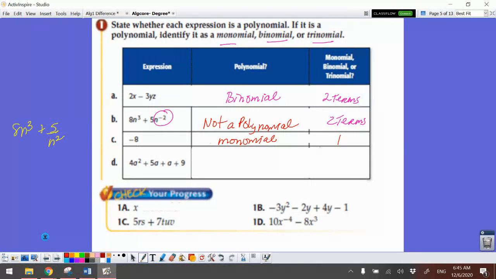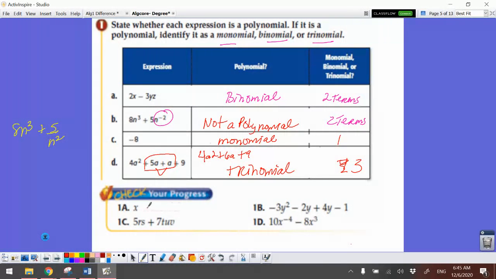Well, you might be thinking, hey, there's four terms, so that's got to be a polynomial because we don't have a special name. But look right here. What do you see? Those are like terms. So 5a plus a is actually 6a. So this is really 4a squared plus 6a plus 9, which changes our 4 to a 3 and makes this a trinomial. Okay, go ahead and take a look at these four bottom problems. Decide what they are. Are they monomials, binomials, trinomials, polynomials, or none of the above?